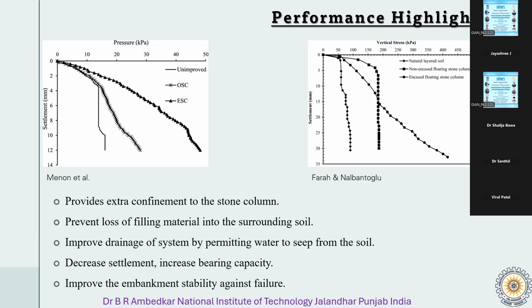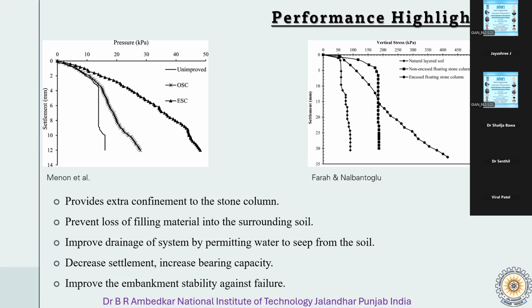And next, you can say that encasement significantly reduces the settlement, and at the same time, it increases the bearing capacity of the treated ground. So here you can clearly see in this graph on the left, the ESC line, with triangle markers, shows much less settlement compared to both the ordinary stone columns and the unimproved soil.